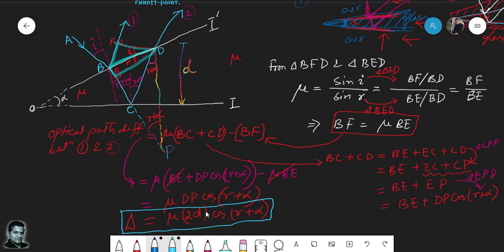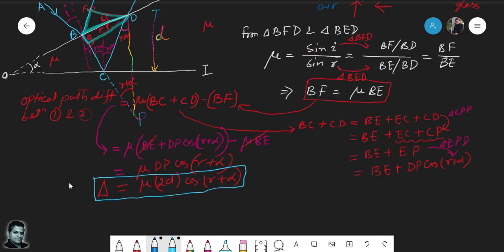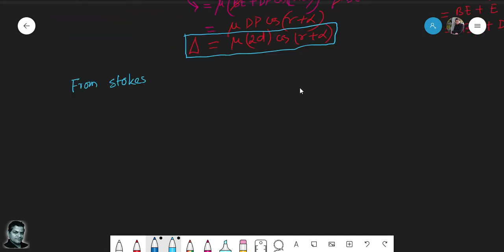But this is not all. Next, we have to consider two more things. From Stokes relations, we have looked at this a couple of videos ago. Here is our thin film. This is a medium with a refractive index mu, a denser medium.